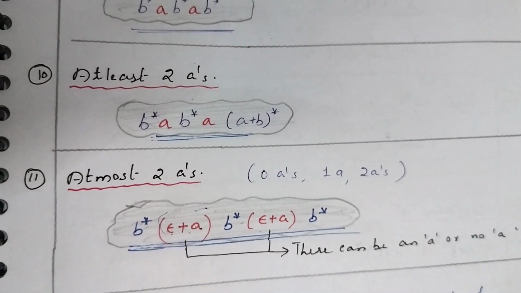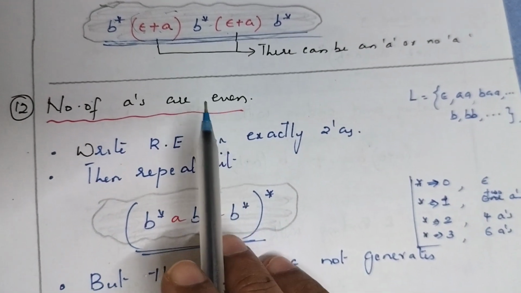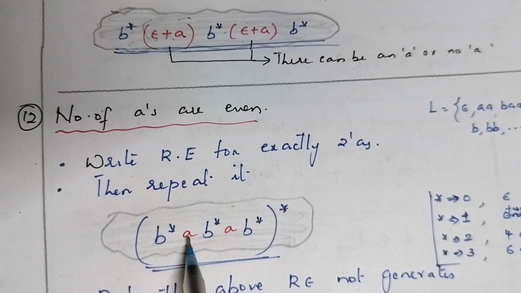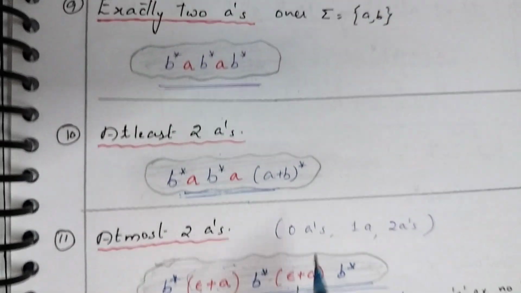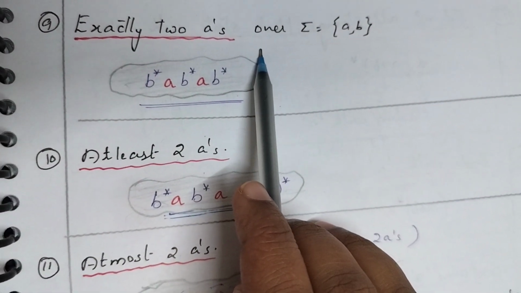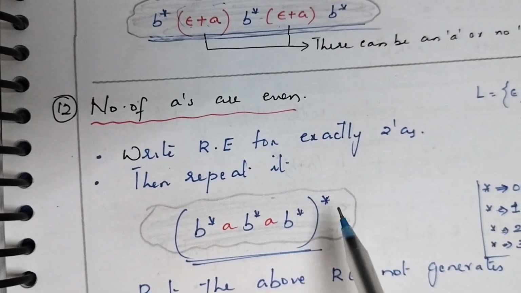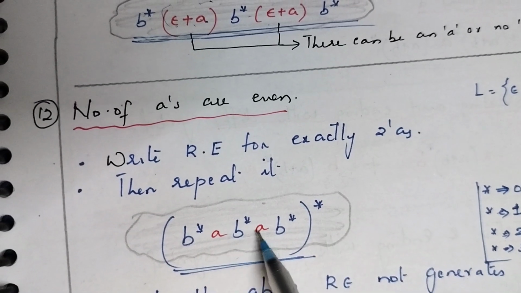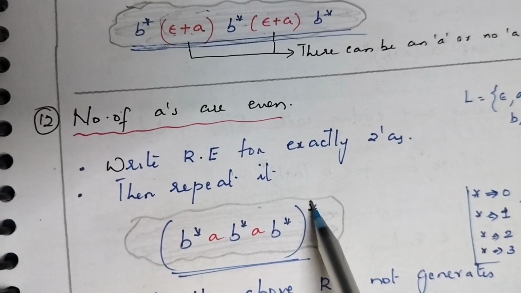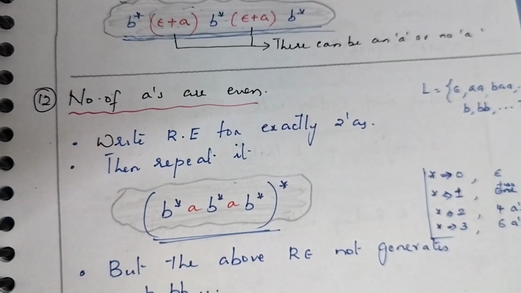Then the number of a's is even. The number of a's being even means it will accept 0a, 2a, 4a and so on. So what is the regular expression for the set of all strings of length 2? We already saw this example, length 2. Then if we apply a star, it will accept epsilon. So whole star means it will accept epsilon. If it becomes 1, it means 2a accepting. If it becomes 2, it means 4a accepting. If it becomes 3, it means 3 into 2, 6a accepting. Okay, so this is the regular expression for this particular problem.